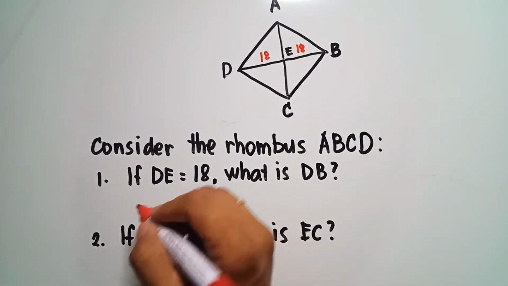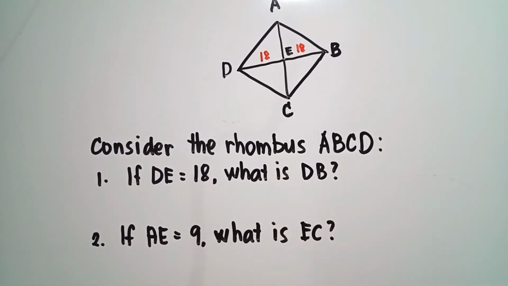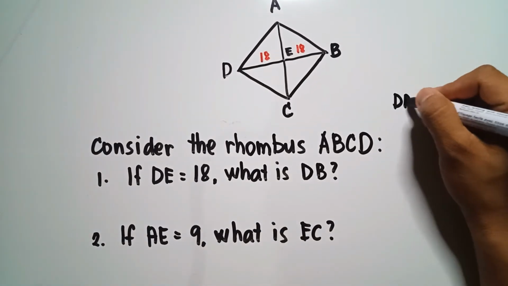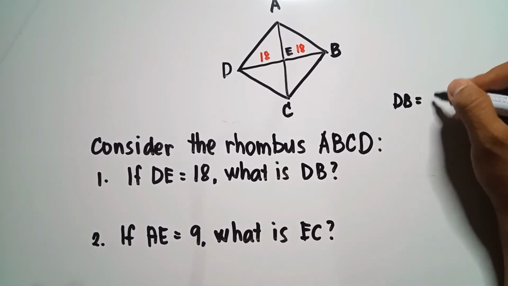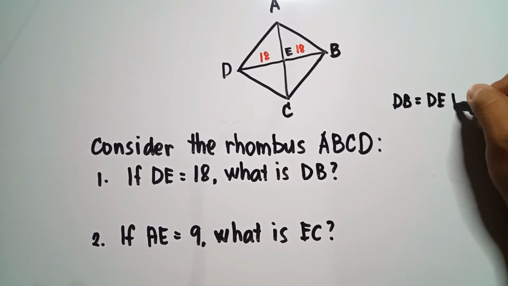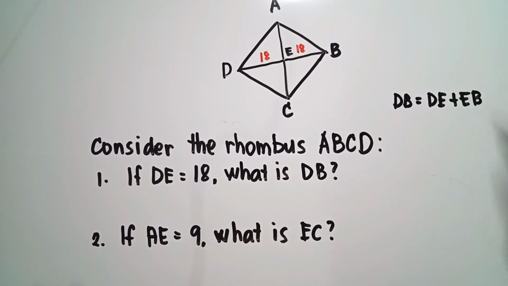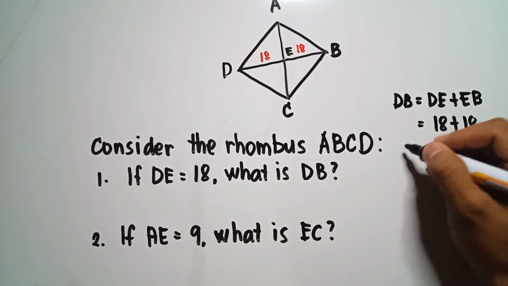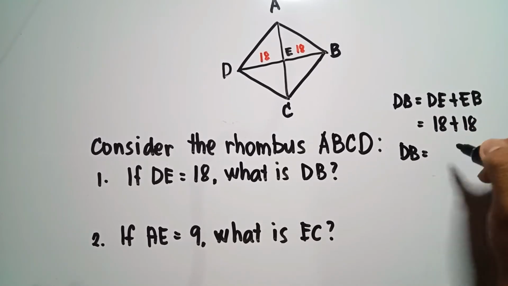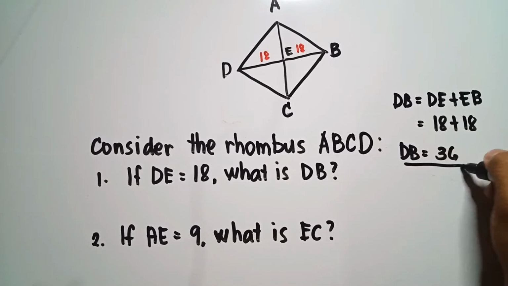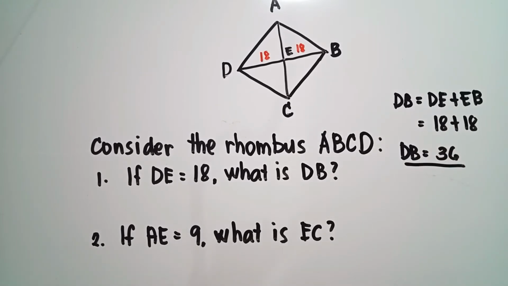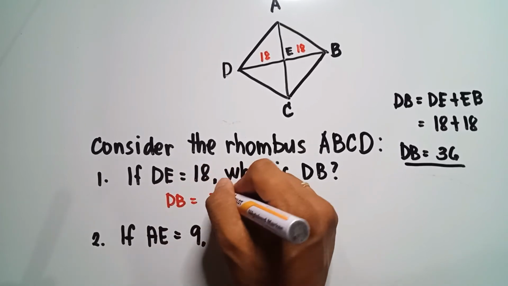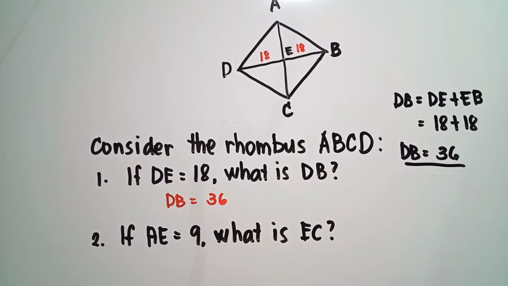So, meaning, DB is equal to DE plus EB. So this is equal to 18 plus 18. So DB is equal to 36.